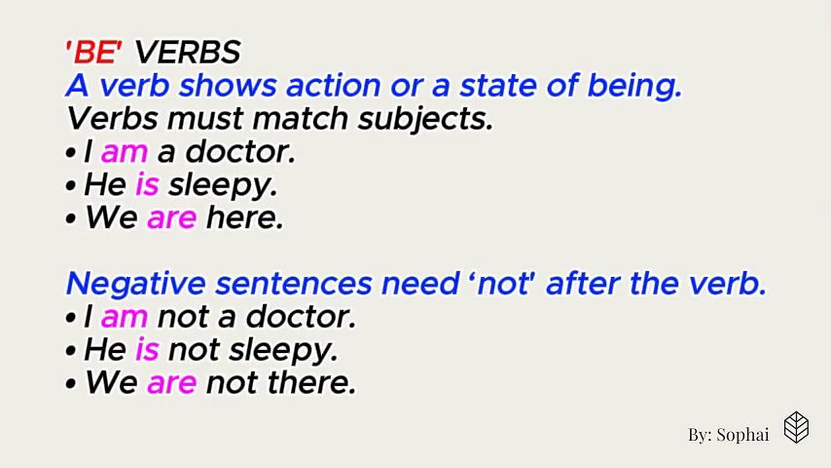Be verbs. A verb shows action or a state of being. Verbs must match subjects. I am a doctor. He is sleepy. We are here. Negative sentences need not after the verb. I am not a doctor. He is not sleepy. We are not there.